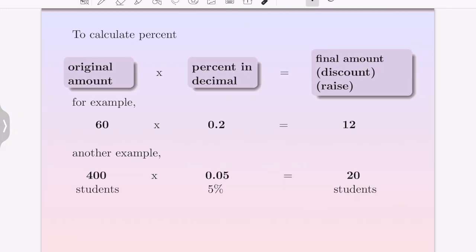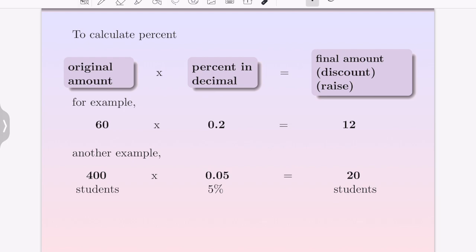But in another example, if in a school there are 400 students and 5% play guitar, then we would change 5% to decimal and multiply 400 times 0.05. That gives me 20 students. So whatever my original number was, in that case students, my final number would also be students. If we had dollars at the beginning, then my final amount would be dollars as well.